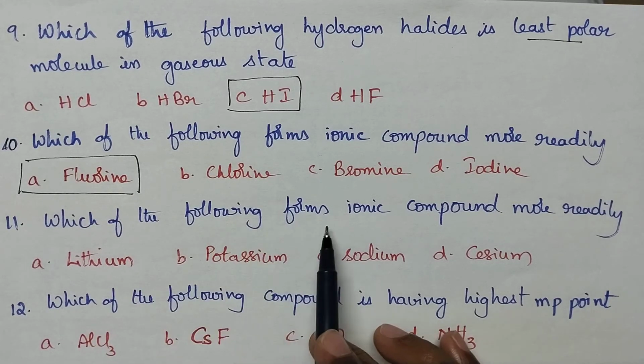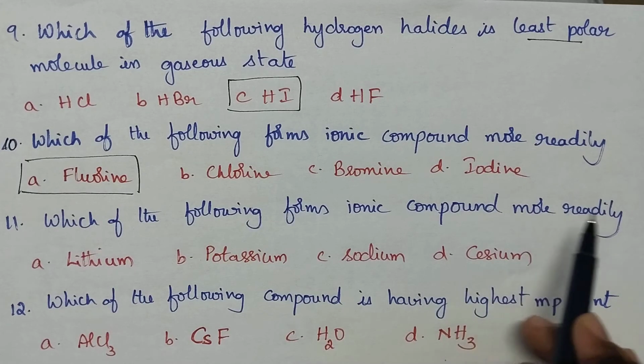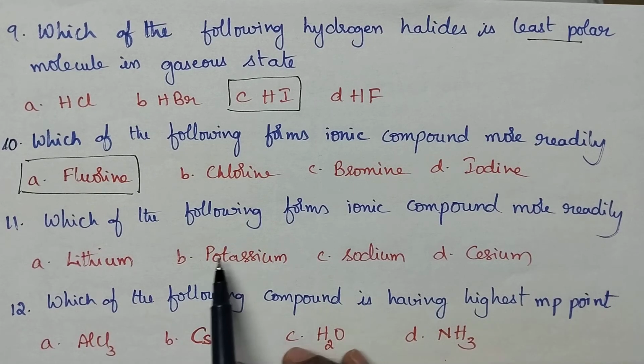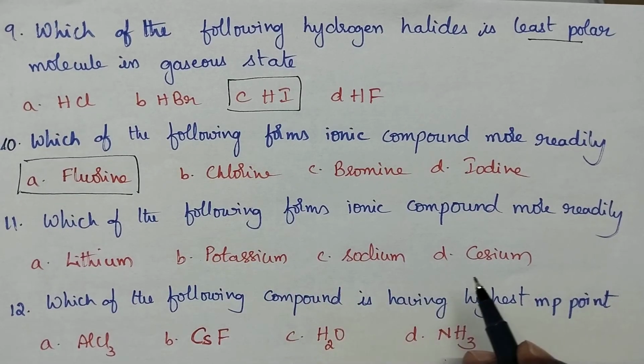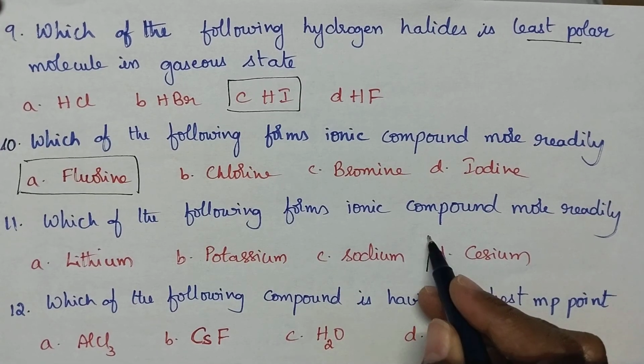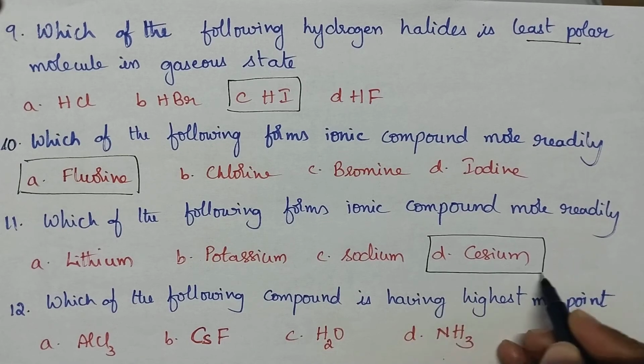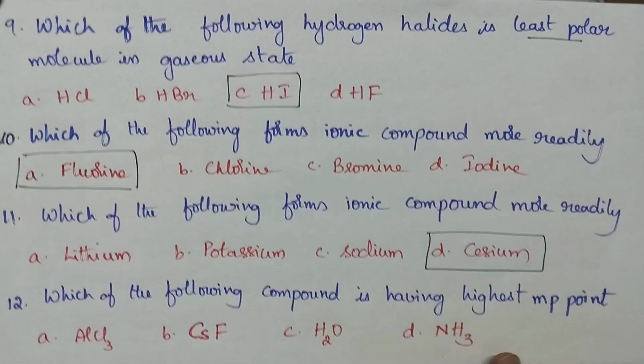Which of the following forms ionic compound more readily? And what are the given options? Lithium, potassium, sodium and cesium. So the cations are given. So in the case of cations, as the size of the cation is large, it readily forms the ionic bond. So cesium is the right option.